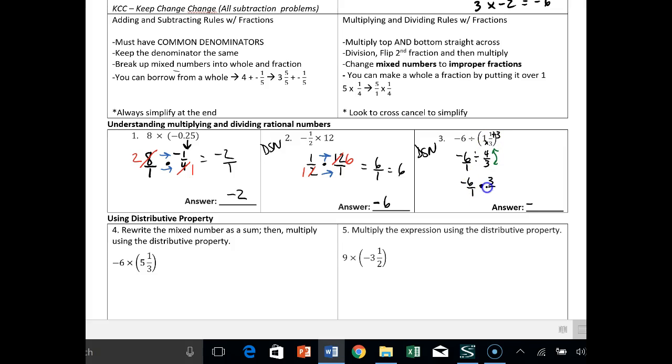times 3 over 4. Now let's look to cross cancel. We can here. 4 divided by 2 is 2. 6 divided by 2 is 3. And now let's look to multiply straight across. So 3 times 3 is 9. 1 times 2 is 2. I can say my answer is -9 over 2. Or I can say my answer is, how many times does 2 go into 9? Well, it goes in there 4 times with 1 left over. So I can say -4 and 1/2, right?